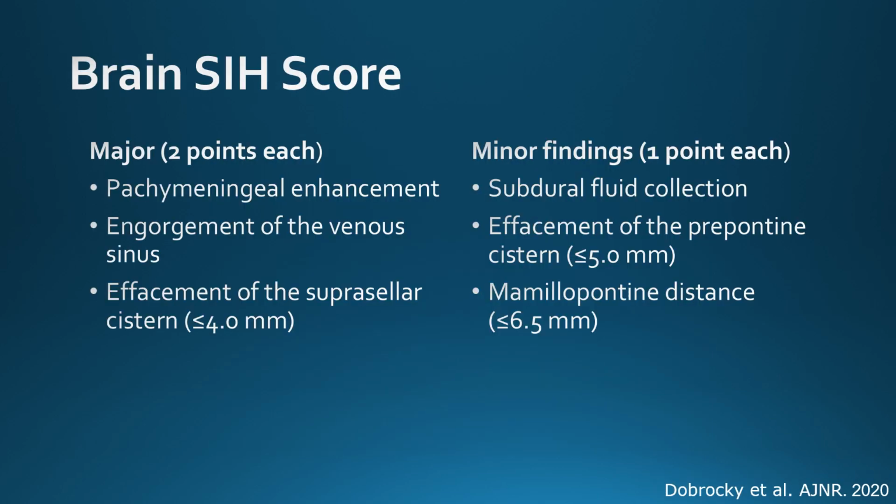So depending on the imaging findings, there is something called the SIH score. 2 points are given for major findings like pachymeningeal enhancement, engorgement of venous sinuses, and effacement of suprasellar cisterns. And for minor findings, only 1 point is given, like subdural fluid collection, effacement of prepontine cistern, and decreased mammillothalamic distance. So total points are 9. If the points are 6 to 9, it definitely indicates diagnosis of SIH, whereas fewer points may indicate probability of SIH when additional imaging may be required.